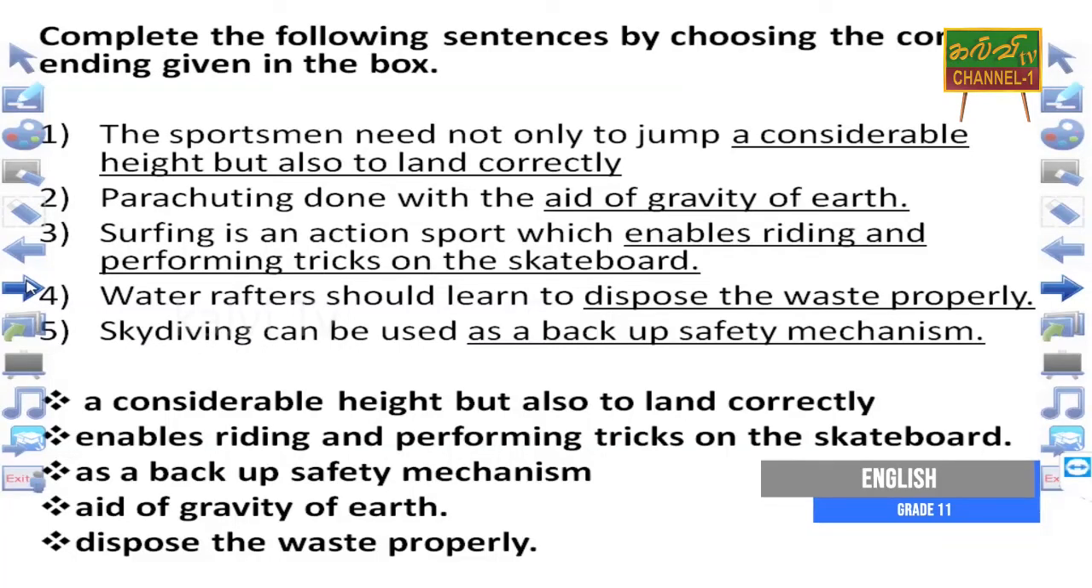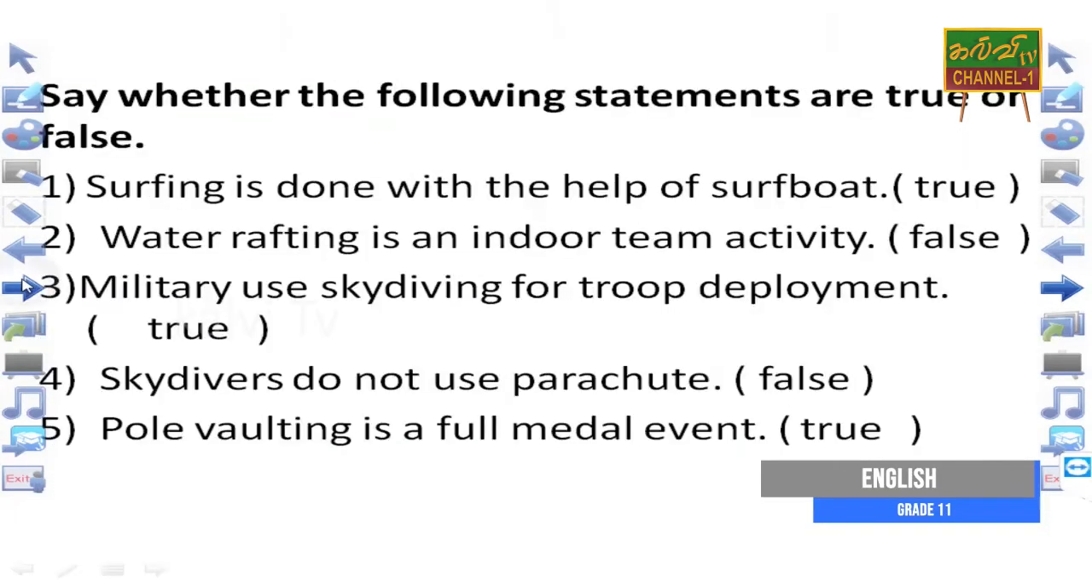Third one is, surfing is an action sport which enables riding and performing tricks on the skateboard. Water rafters should learn to dispose the waste properly. Skydiving can be used as a backup safety mechanism. So here we have done 2 exercises in challenging sports.